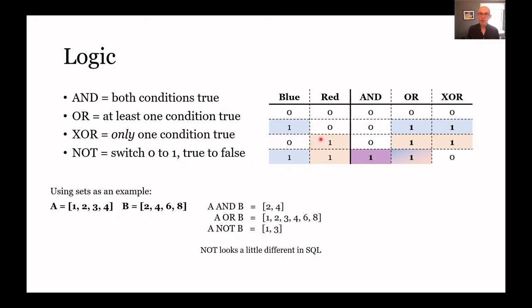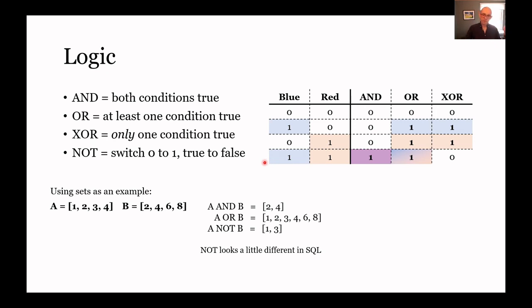Similarly, on the next row, now it's reversed. We have red, so we don't have both, so AND isn't happy. The OR is happy because we have blue or red, and it happens to be red in this situation. And the XOR is happy because we only have one of them. We only have red in this case, but because we only have the one, not both, it's happy.